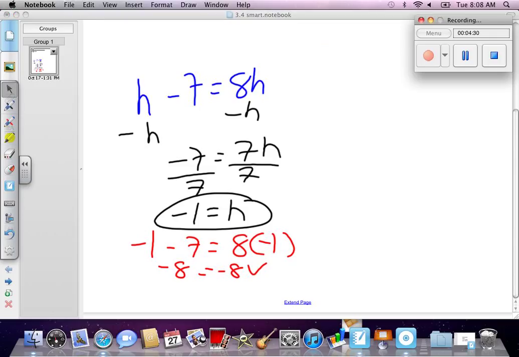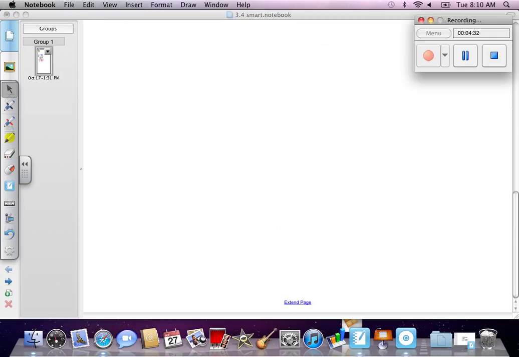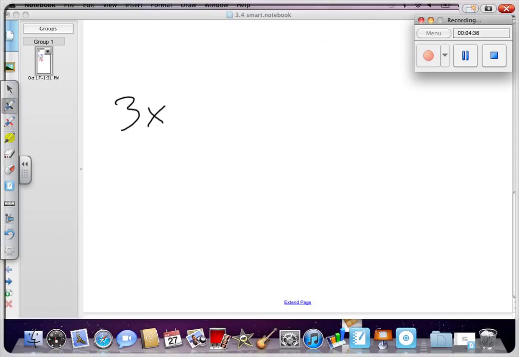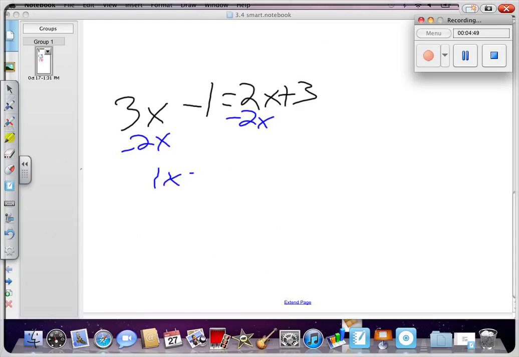All right, ladies and gentlemen, let's go over D real quick then. You had 3x minus 1 equals 2x plus 3. Subtract 2x from both sides. You get 1x minus 1 equals 3. Add 1 to both sides. Get x equals, can you please slow down? You should have already done this problem, so no.